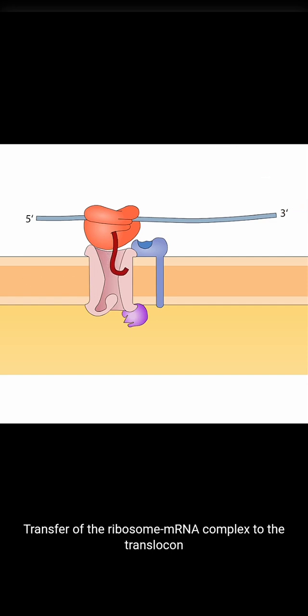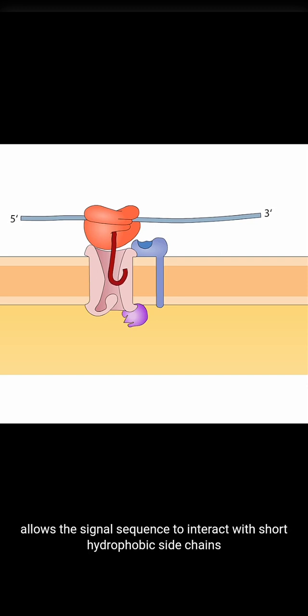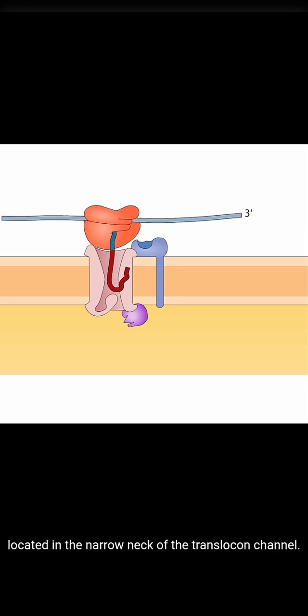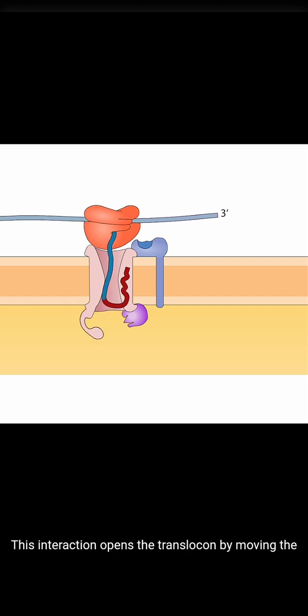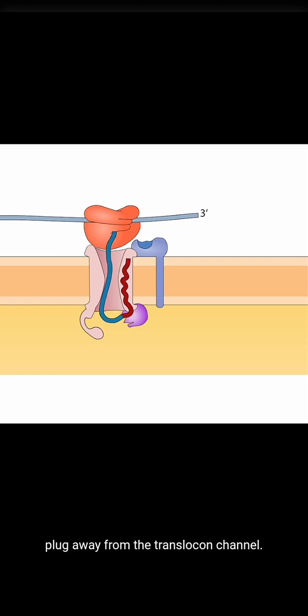Transfer of the ribosome mRNA complex to the translocon allows the signal sequence to interact with short hydrophobic side chains located in the narrow neck of the translocon channel. This interaction opens the translocon by moving the plug away from the translocon channel.